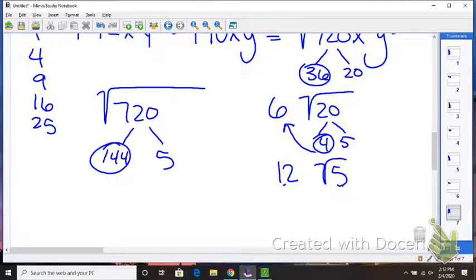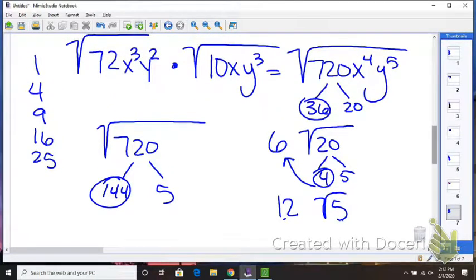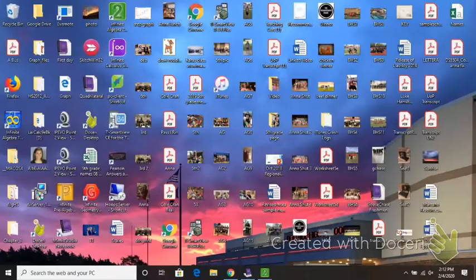Just make sure when you get to this point, you look at this number and say, is there a perfect square still in that number? If there is, you need to take it out. Okay, so let's just continue with this. X to the 4th power, how many of those can you take out? 2. So you should have x squared.